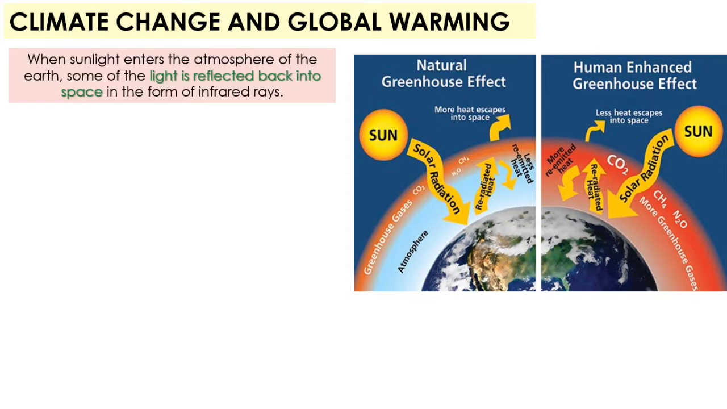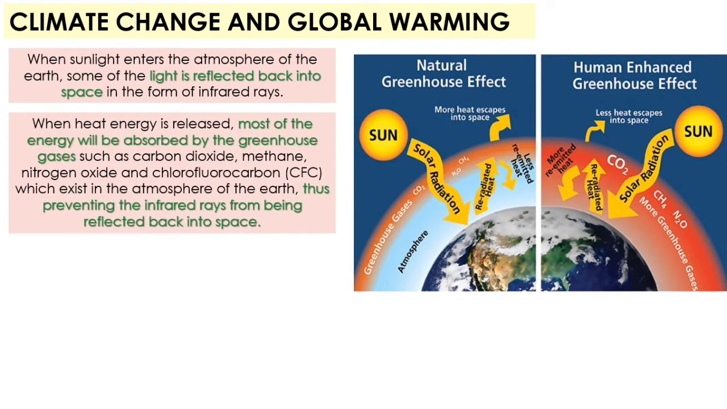When sunlight enters the atmosphere of the earth, some of the light is reflected back into space in the form of infrared ray. Look at the picture. Apabila cahaya masuk ke lapisan atmosfera, cahaya akan dipantul balik ke angkasa lepas dalam bentuk sinaran inframerah.